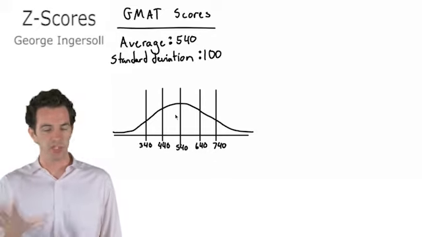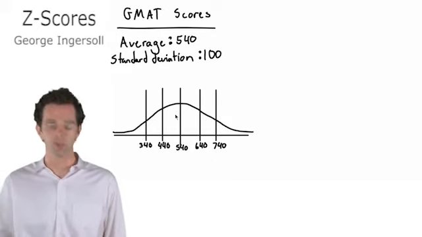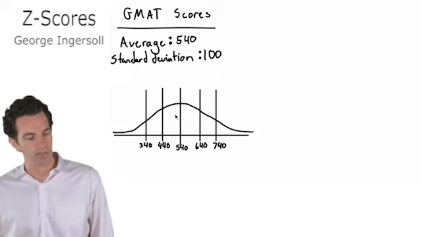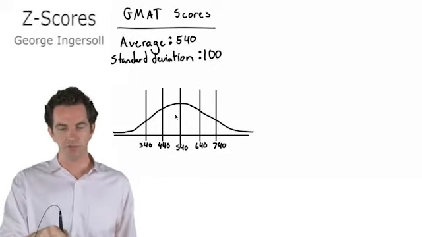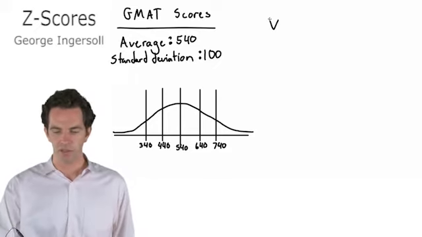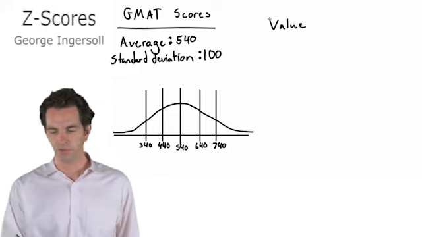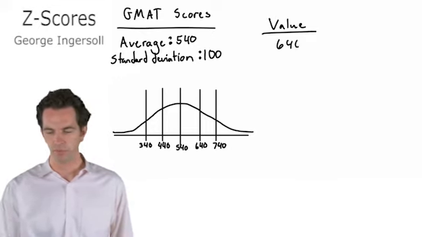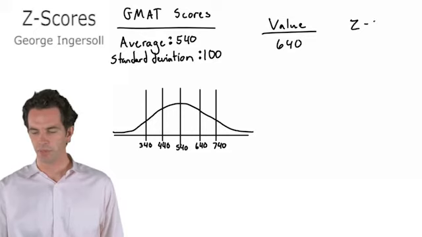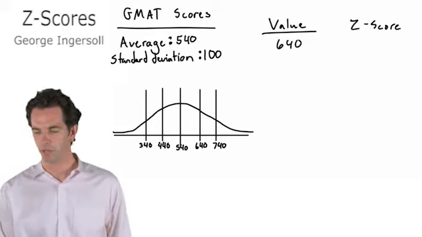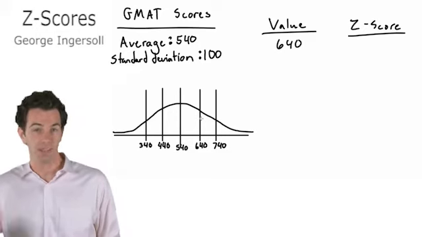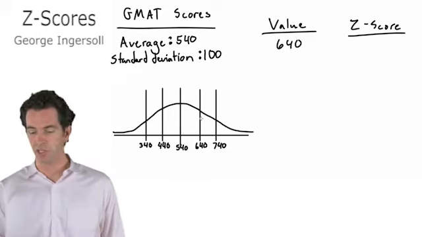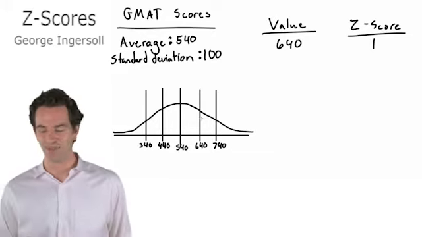Here we have the GMAT scores. We know this is a normal distribution. They have an average score of 540 for all people taking the GMAT, and a standard deviation of 100. So if we take various values, we might say for a value of 640, what's the z-score going to be? Well, we know 640 is one standard deviation away from the mean in the positive direction. So the z-score is going to be equal to 1.